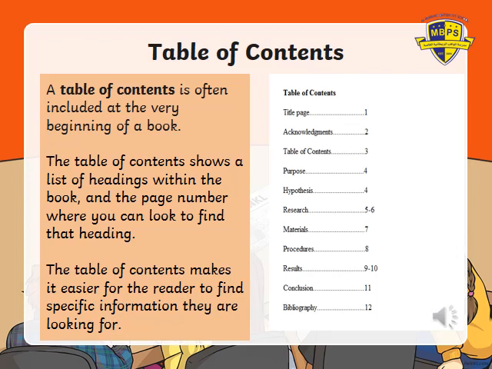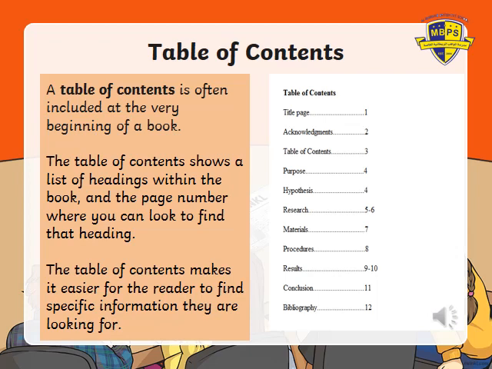The table of contents makes it easier for the reader to find specific information they are looking for. For example, I have a thick, very big book, okay? But in this big book, I want to only find one topic. So should I go through all the book, or should I look into the table of contents?